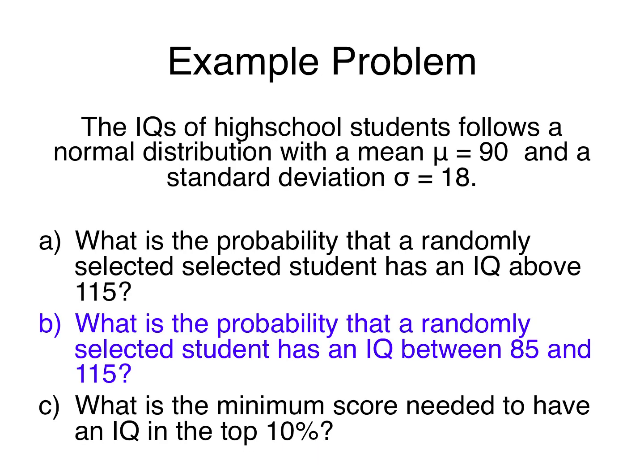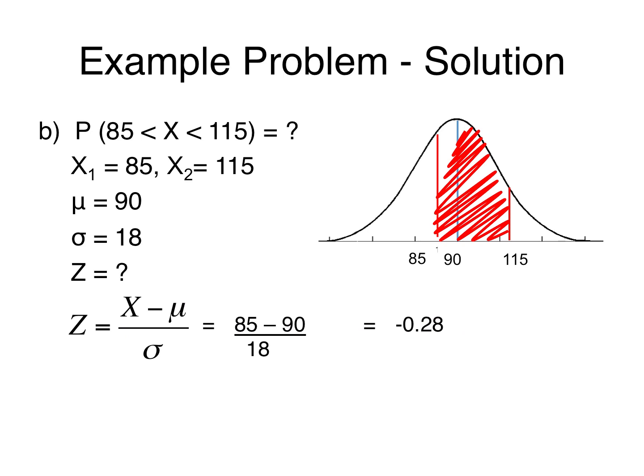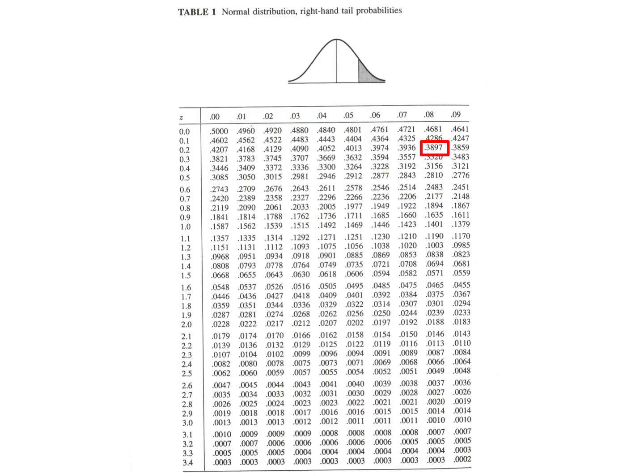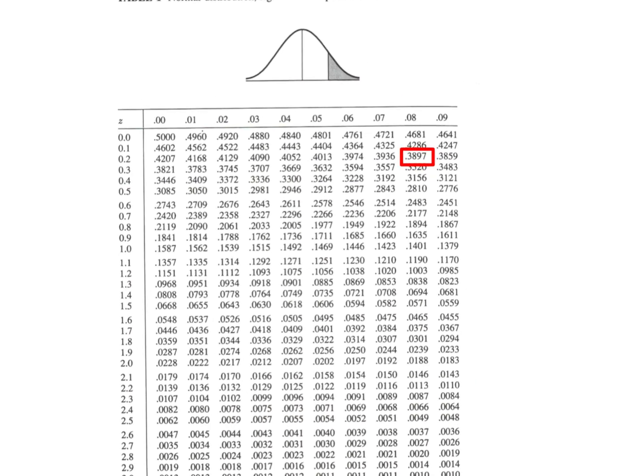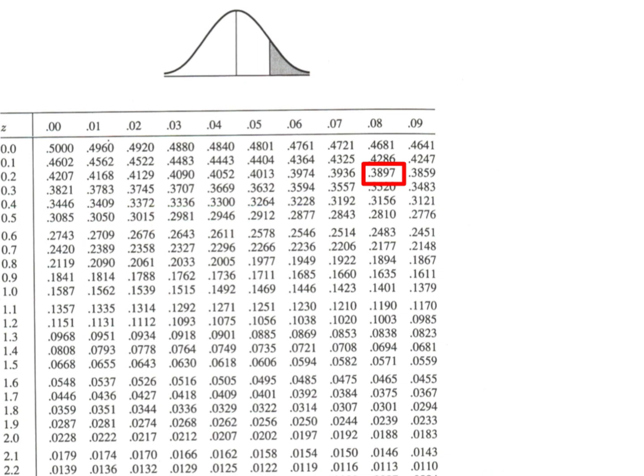Part B asks, what's the probability that a randomly selected student has an IQ between 85 and 115? So we already know the percent of the distribution above a score of 115, but now we need to calculate the percent of the distribution below a score of 85. So again, we plug this into our z-score formula and find that this equals negative 0.28. So we look this up in a z-table, which shows us that the percent of the distribution below a score of negative 0.28 is 0.3897.